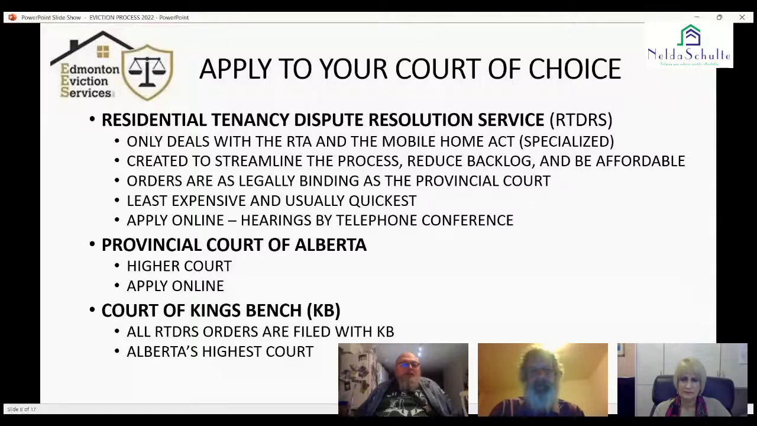So you can also go to provincial court. Some people like that. It's a higher court. You can apply online there as well. It's a little longer process, a little more expensive. And now Court of King's Bench, because the Queen passed, and so all the orders that we get from the RTDRS need to be filed with King's Bench, and it is Alberta's highest court, especially for what we do.